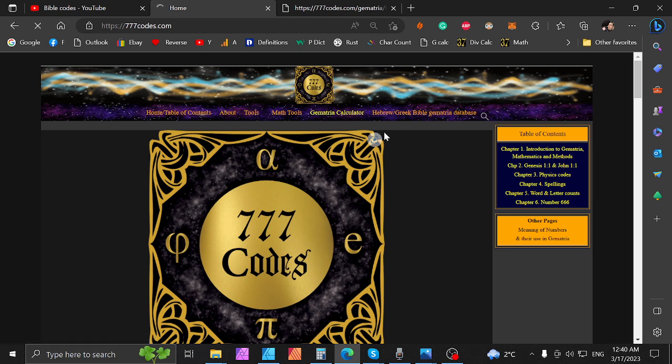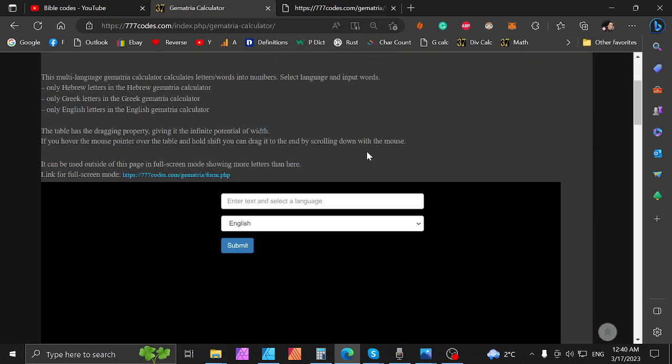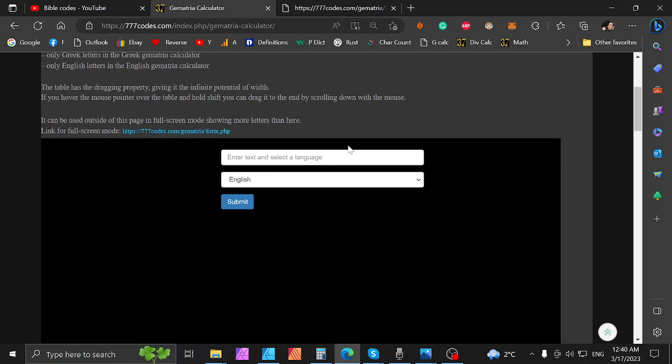and it's a very special calculator because I think it's the first Gematria calculator that uses the ordinal system on 3 languages, and these 3 languages are English, Hebrew and Greek.